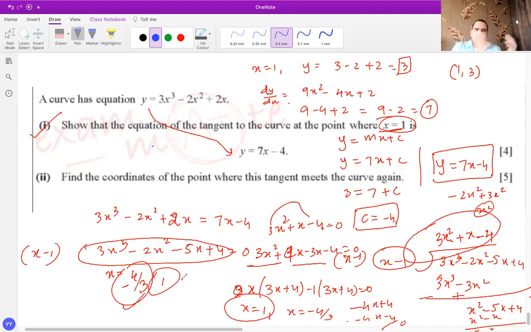So already x equals 1 is one point. So the second coordinate that you get is negative 4 over 3. Now, once you have the x coordinate, plug this x coordinate here to get the exact y value of the function.